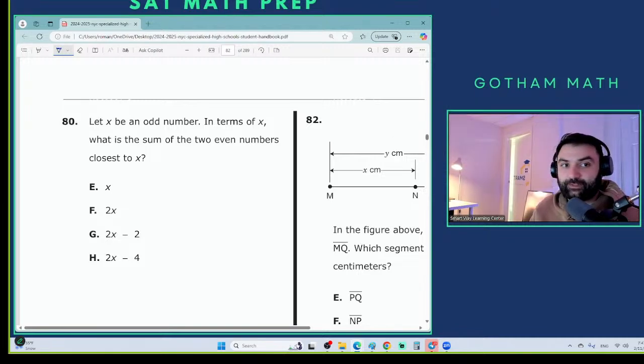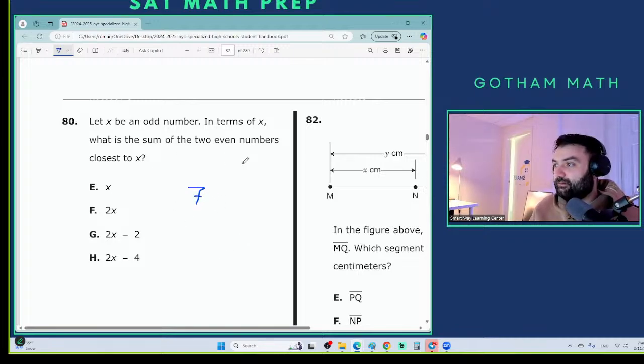You have different answers, so it means that someone is wrong. So let's go. Let x be an odd number. In terms of x, what is the sum of the two even numbers closest to x? This question can be solved with compatible numbers. Come up with any number x being odd. Let's say 7. Okay?